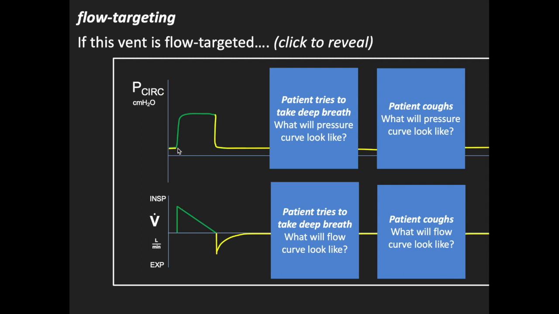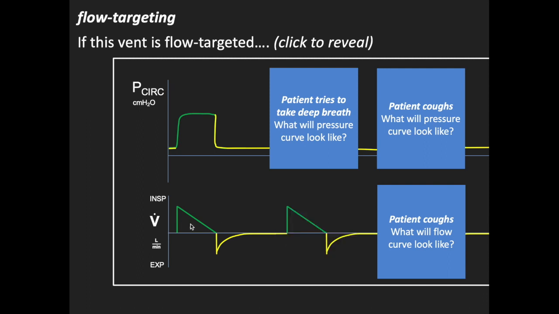If this is what the pressure curve looks like on this breath, let's just assume the patient was relatively relaxed throughout this inspiration, and this is the resultant pressure curve. If the patient tries to take a deep breath in the middle of inspiration, what is the flow curve going to look like, and what is the pressure curve going to look like? If the patient tries to take a big deep breath in, the flow curve should look the same. Remember, I said this was flow targeted, and this is the ventilator's job. It's supposed to reproduce this shape with every inspiration. This is a little bit idealized, but the flow curve should look exactly the same. So what's the pressure curve going to look like?